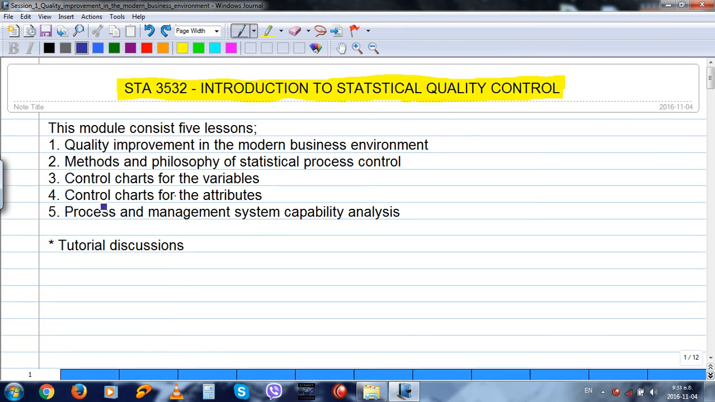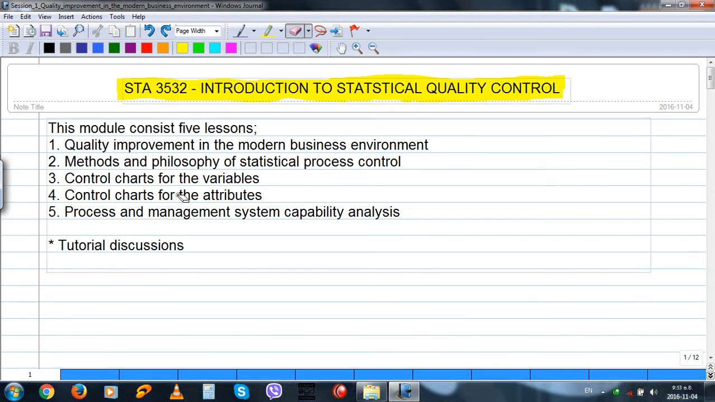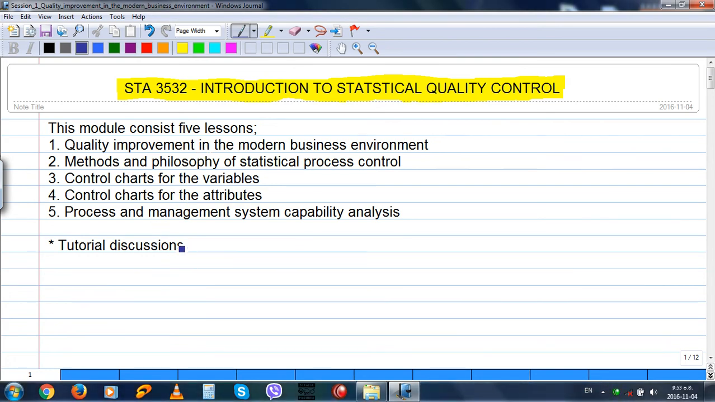Fourth one is the control charts for the attributes, and the last one is process and management system capability analysis. And this consists of 3 tutorials. After doing these lessons, we can do the tutorial discussions also, and this consists of 3 tutorials.